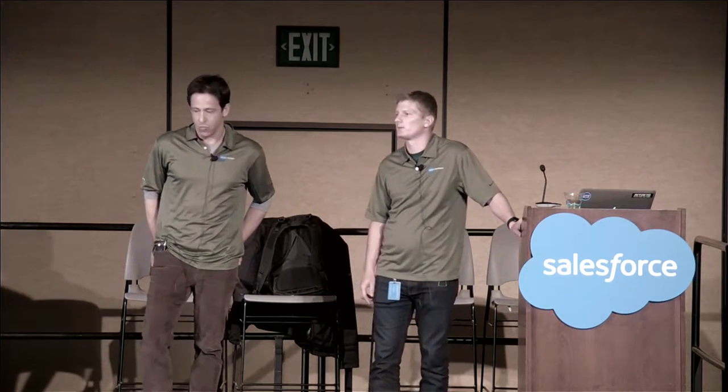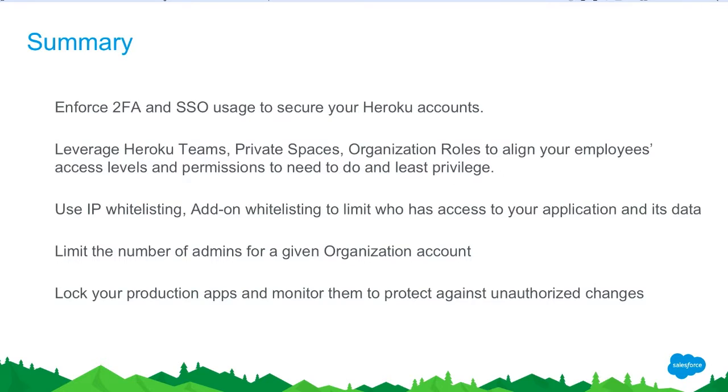Okay, so with that, we would like to summarize what we have talked about so far. In the beginning, we talked about enabling two-factor authentication, and about using SSO in order to enable enterprise policies. We also talked about how you should organize your enterprise, your processes and your groups to leverage Heroku teams, where you have groups of developers focusing on specific applications. You have private spaces to isolate your network in production, so it can be accessed from specific IPs.